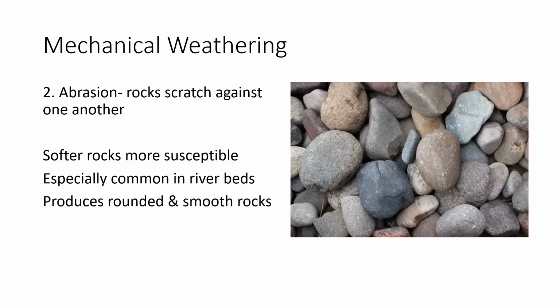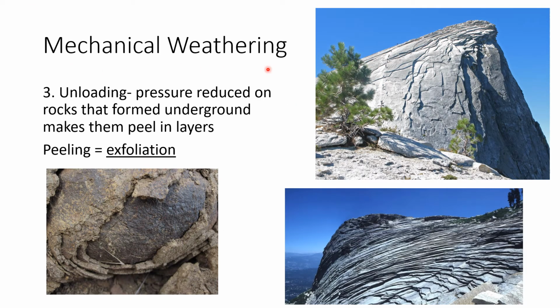and this produces characteristically rounded, smooth rocks like you would expect to see in a river rock. The third type of mechanical weathering we have is called unloading, and unloading occurs when you have something especially like a batholith that forms deep underground with a lot of pressure on it, and then over time as the ground above is weathered and eroded away and it exposes that plutonic formation, then as the pressure is reduced it will kind of make that rock peel away in layers.